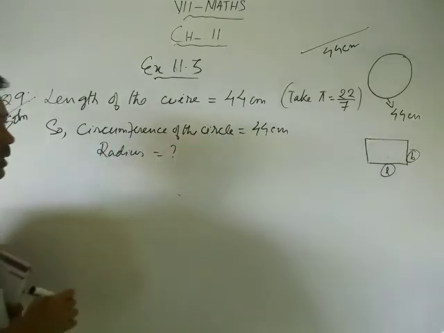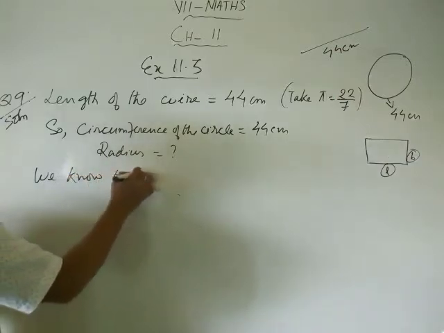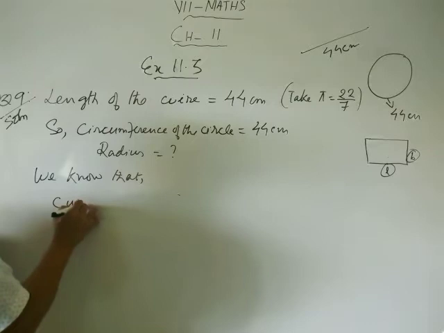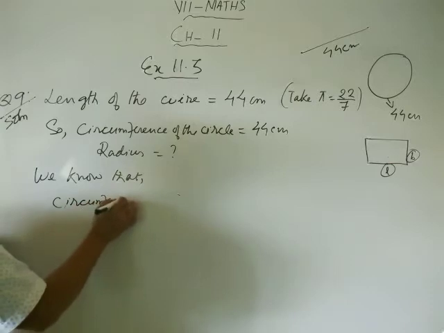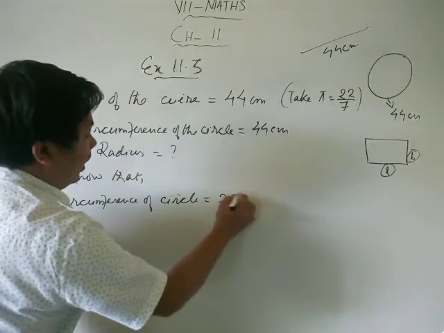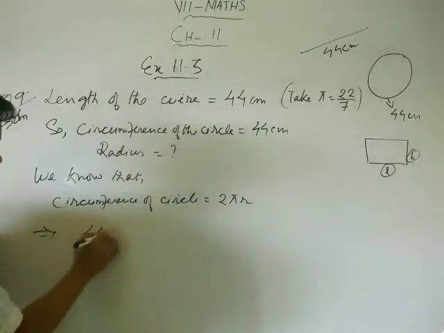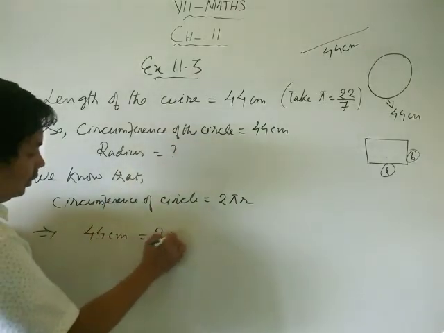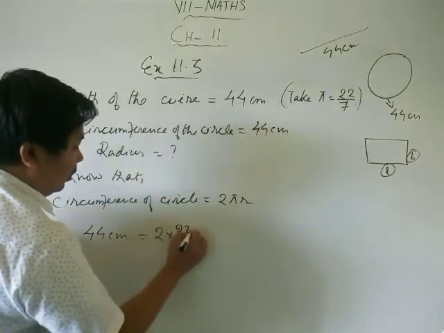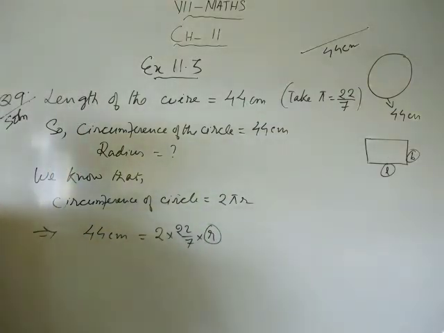So how to find out the radius? We know that circumference of circle is equal to 2 pi r. Now it implies that the circumference given here, 44 centimeter, is equal to 2 into pi, how much? 22 by 7, into r. So we have to find out the r here.